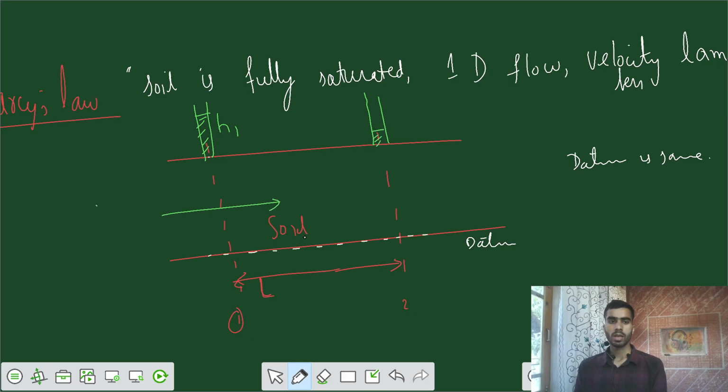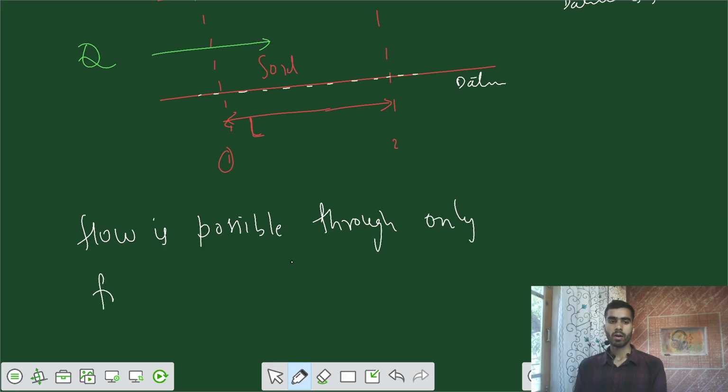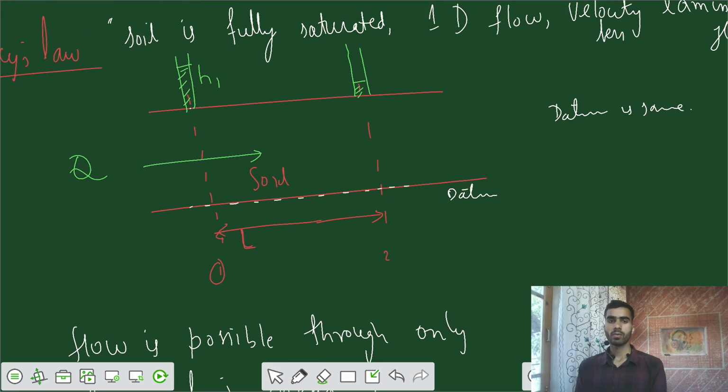flow is possible. If the flow is possible through soil, flow is possible through soil only from high head to low head. So that means if the flow is possible from section 1 to section 2, there would be loss of head. There should be some head difference between the two sections.